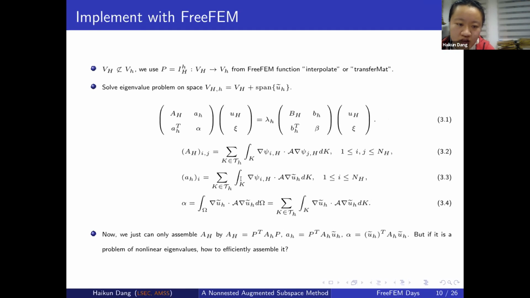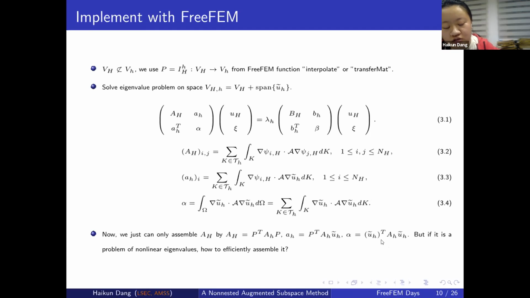For now, we only assemble A capital H in some algebraic form. For example, A capital H is equal to P transpose times A_h times P, and the vector a_H is equal to P transpose times A_h times ũ_h. And the number alpha is equal to ũ_h transpose times A_h times ũ_h.